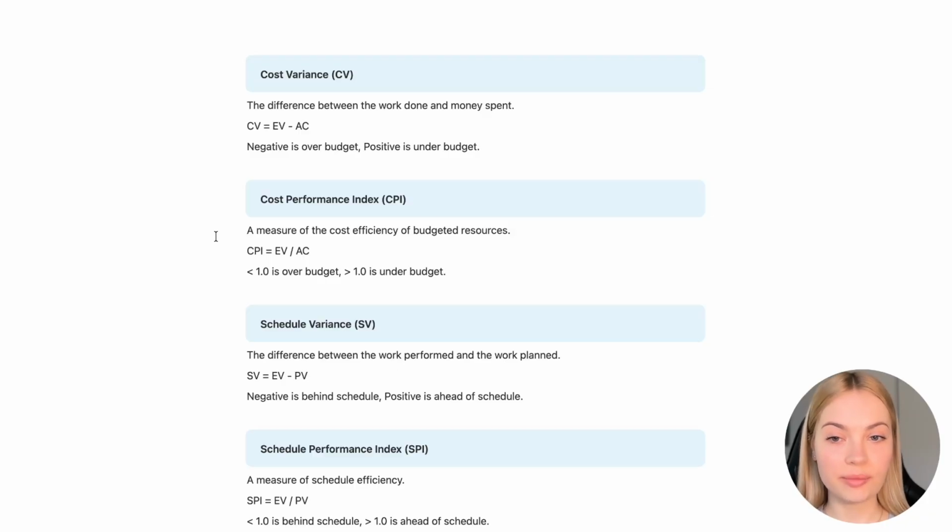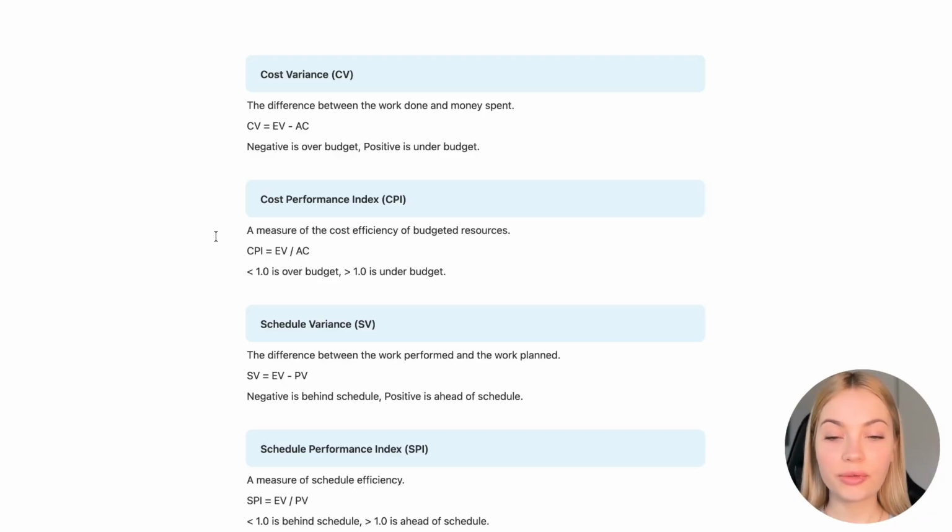Then schedule variance. It's the difference between the work performed and the work planned. The formula is schedule variance equals earned value minus planned value. Negative means that we're behind the schedule, while positive means that we're ahead of the schedule.